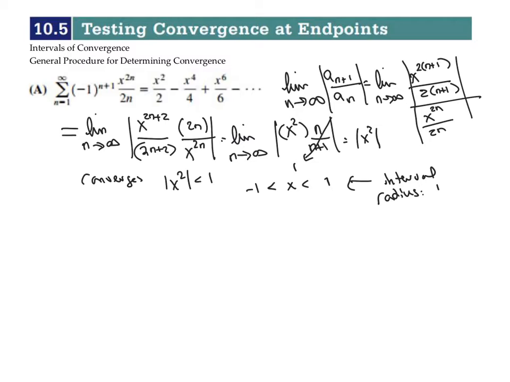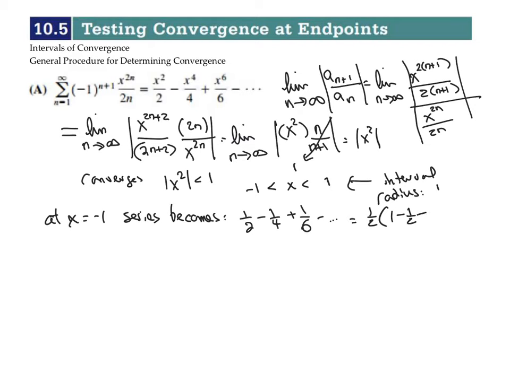So now let's test the endpoints. To test the endpoints, -1 and 1, you substitute them one at a time into the original series. If you factor a half out, this becomes the alternating harmonic series. So this would actually converge conditionally at -1 to half of the natural log of 2. Now let's check 1. Well, at 1 you get exactly the same expression, 1/2 minus 1/4 plus 1/6. So this is an example of a series that converges conditionally at its 2 endpoints. Converges absolutely everywhere in between the 2 and diverges outside of -1 and 1.